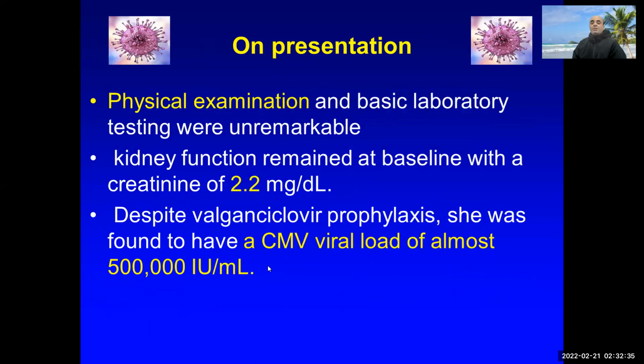On exam, the patient's physical exam and basic lab testing were unremarkable. Kidney function remained at baseline with creatinine 2.2 milligram per deciliter. Despite valganciclovir prophylaxis, she was found to have a CMV viral load of almost 500,000, 5 logs already, international units per ml.